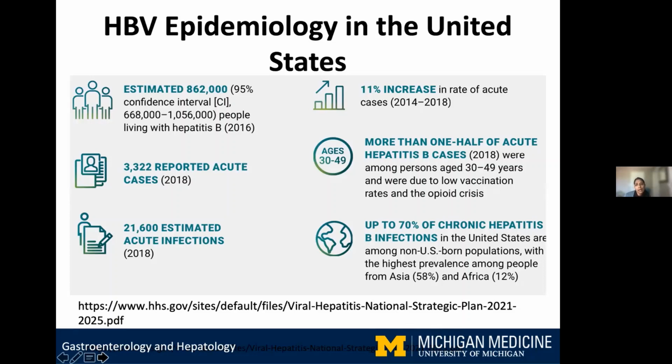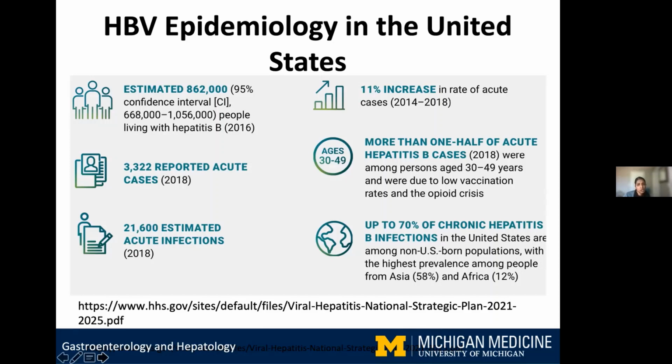And more than one half of acute Hep B cases were among persons between the ages of 30 and 49 years. And were due to low vaccination rates and this parallel between risk factors with opioid use disorder. And up to 70% of chronic hepatitis B infections, it's really important to keep this in mind, are not in US-born populations, but they're actually in non-US-born populations. So regions of the world that I just mentioned, including East Asia and Africa, where the rates of Hep B infection are much higher.